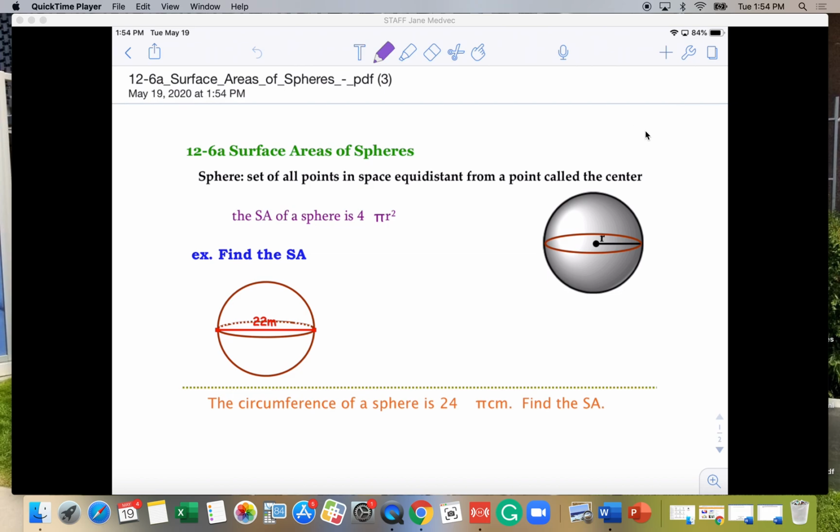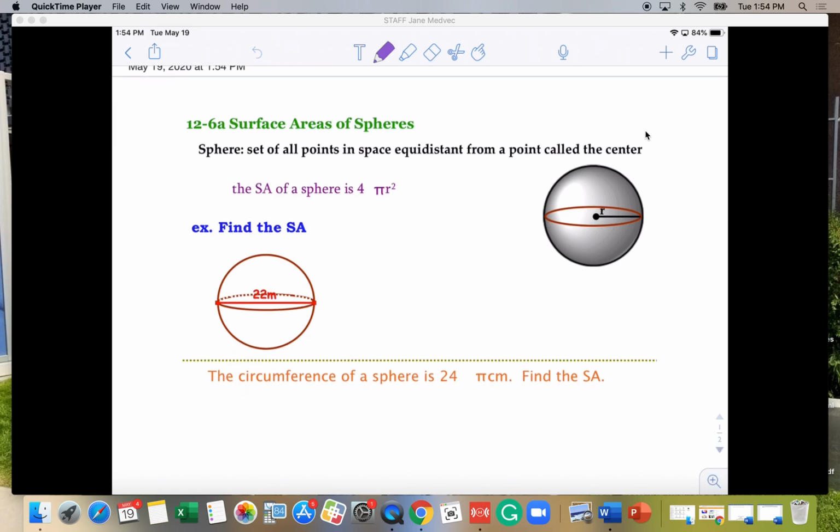Today what we're going to do is look at the surface area of spheres. It's probably one of the easiest shapes. A sphere is just like a basketball or a softball or a baseball or a volleyball. It is a set of all points in a space equidistant from a point called the center.